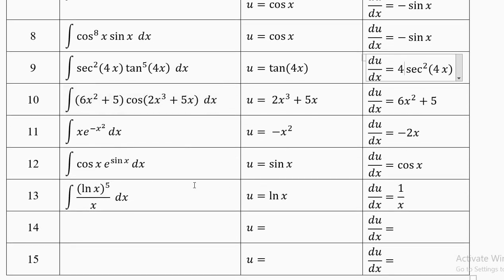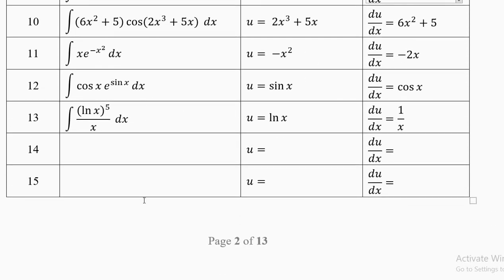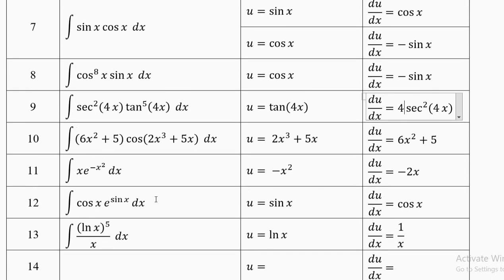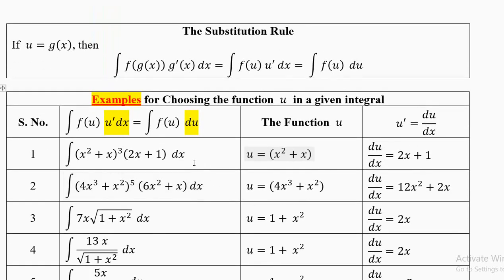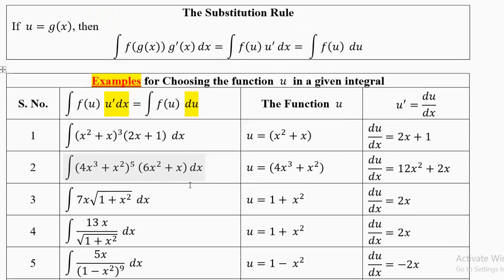You look at these 13 examples. We can have many more examples, but there is no need. You can look at these examples. You can make your own tables of examples after you see the questions. Just try to understand how the u comes from. U comes from the main function and the derivative will be sitting outside.